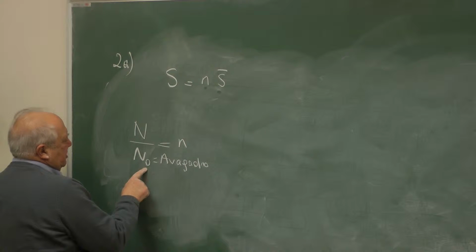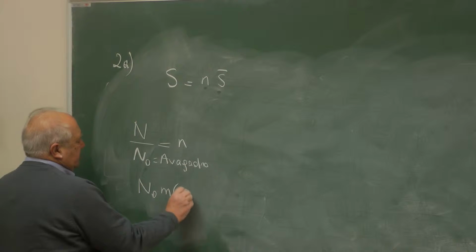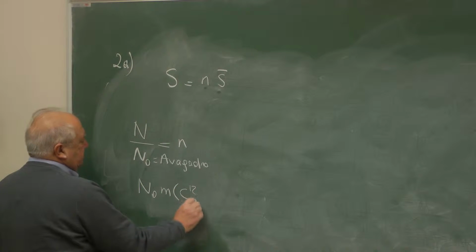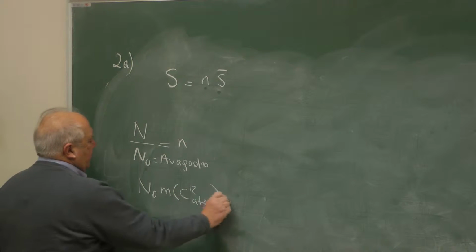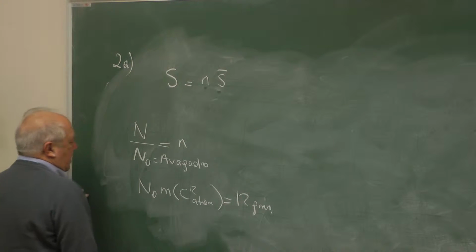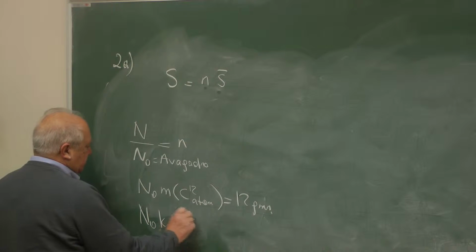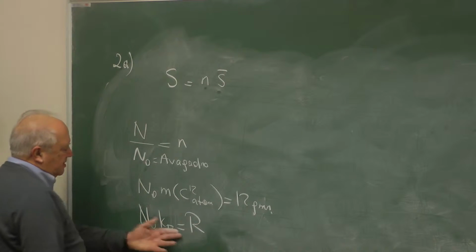And Avogadro's number is defined such that n0 times the mass of the carbon 12 atom is equal to 12 grams. And furthermore, n0 times the Boltzmann constant is the gas constant R.